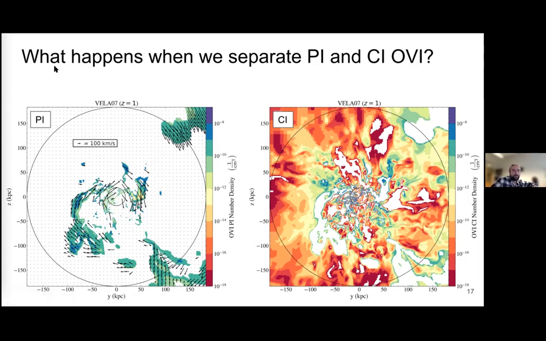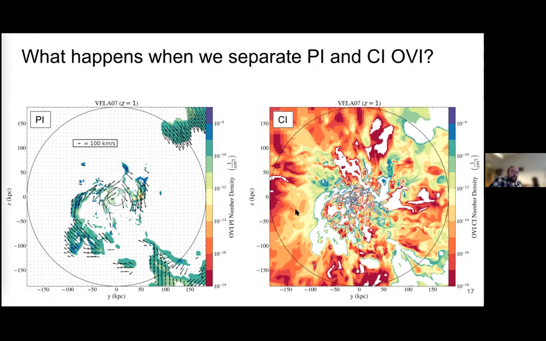So what do we see here? What we see is that the cool streams that we were talking about before are made of photoionized gas, and the hot bulk region is made of collisionally ionized gas. And this isn't really a surprise. Of course, we already knew that photoionization versus collisional ionization was basically just a temperature cutoff.